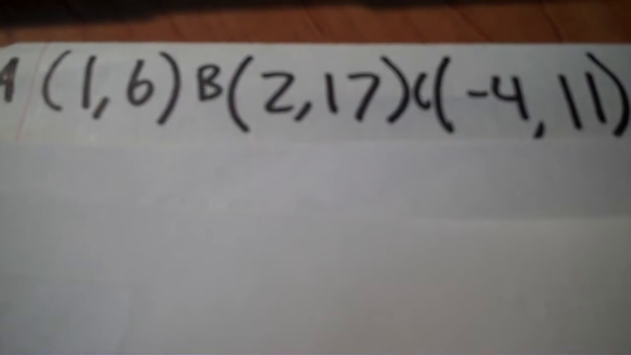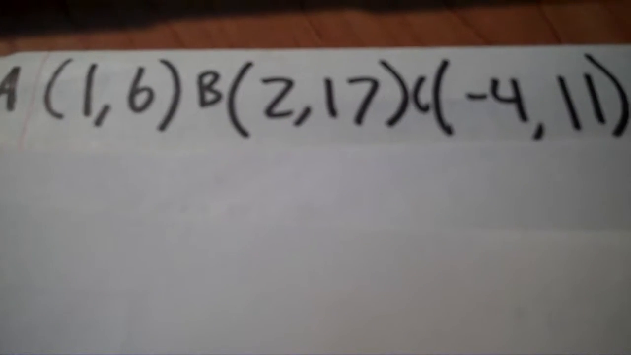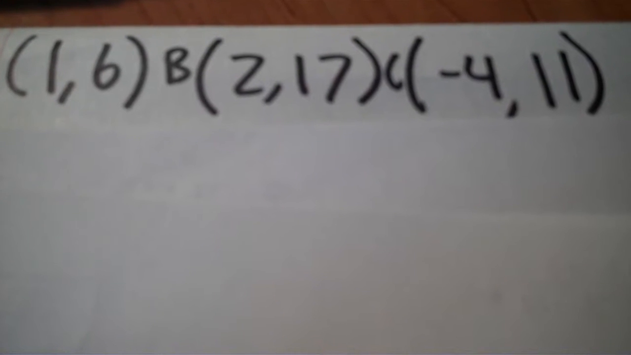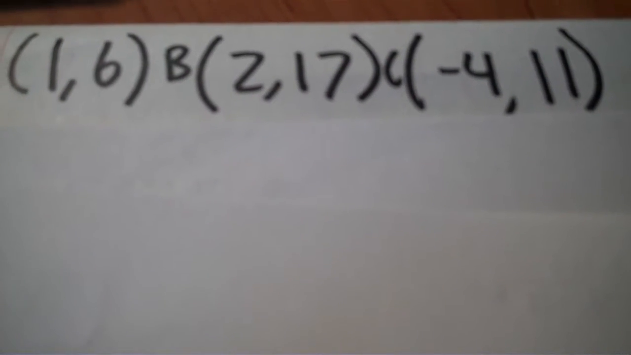Ms. Fronte, it's Andy, and today I'm going to be finding the equation of a parabola given 3 points. So these are the 3 points: (1, 6), (2, 17), and (-4, 11).